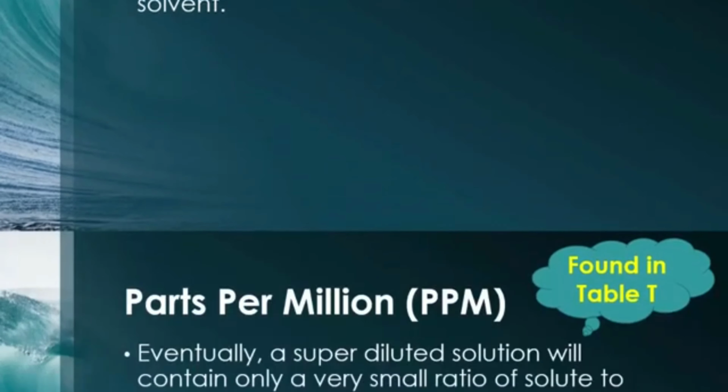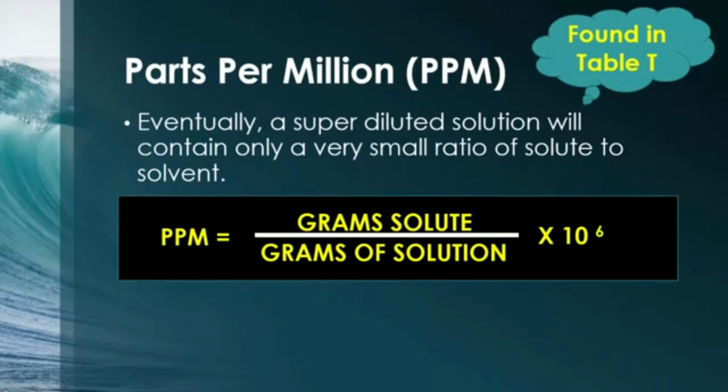So the formula for calculating parts per million is found on reference table T. Here we know that parts per million is equal to the grams of solute divided by the grams of solution. A solution contains both solute and solvent, and we'll multiply this times a million. 10 to the 6th is another way to write the number 1 million.